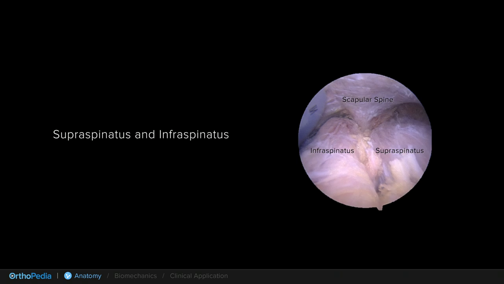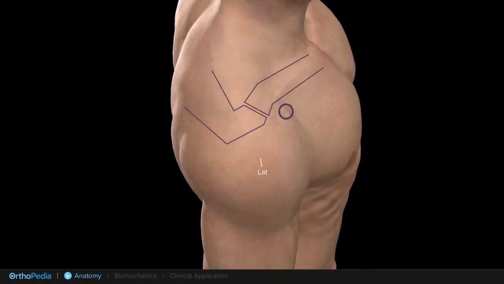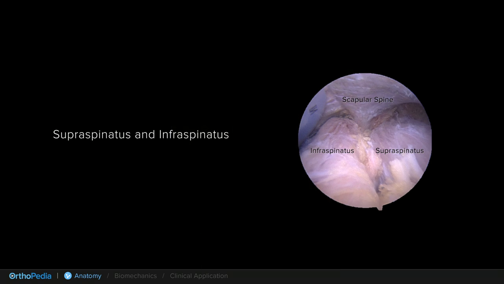This arthroscopic image is in the subacromial space of a right shoulder, viewing from a lateral portal. This image provides a clear view of the scapular spine, located centrally and separating the supraspinatus muscle anteriorly and the infraspinatus muscle posteriorly.